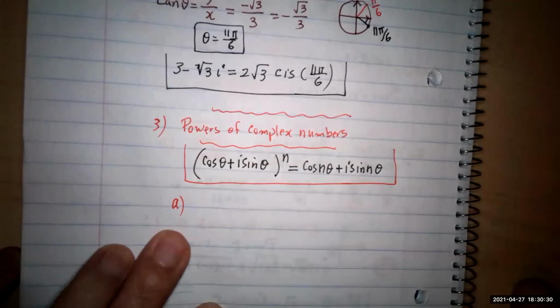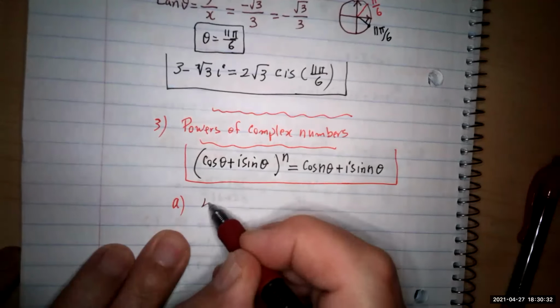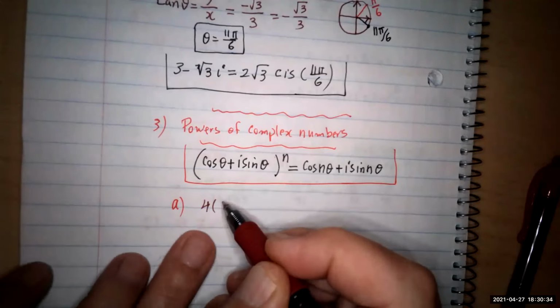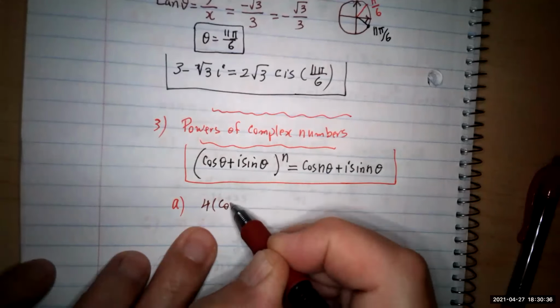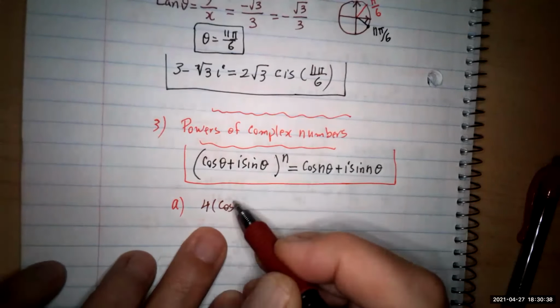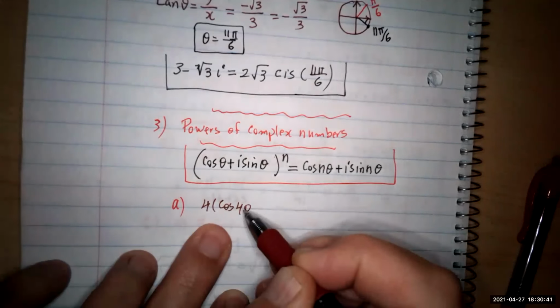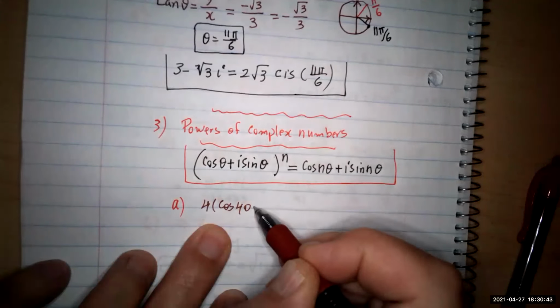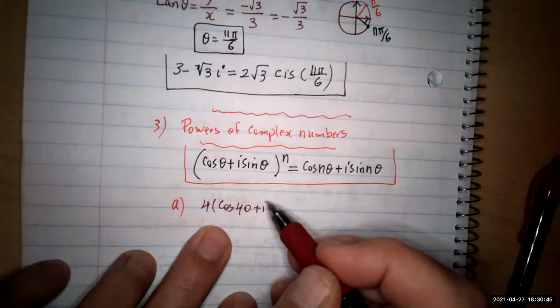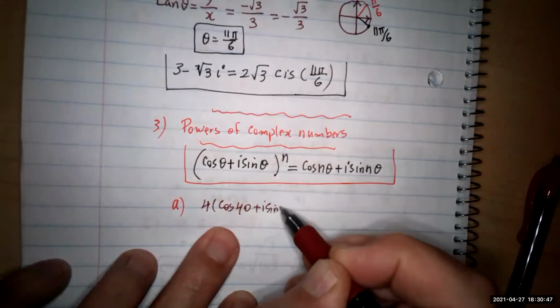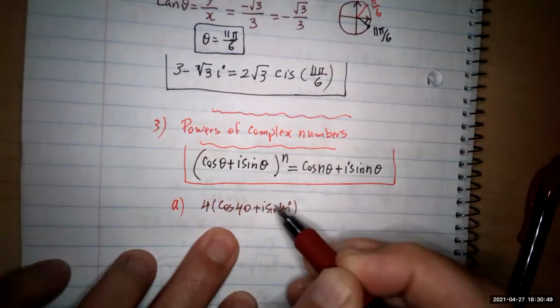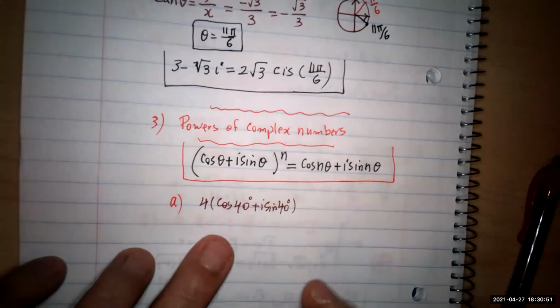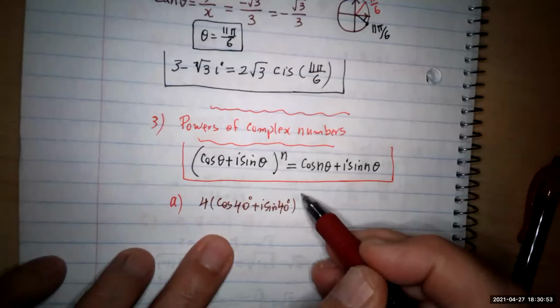So we want to find this power. It's 4 times cosine of 40 plus i sine of 40. It's 40 degrees, and to the third.